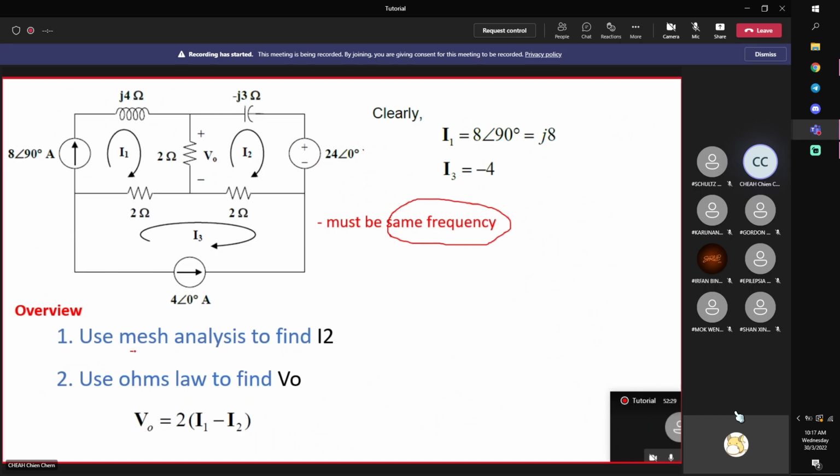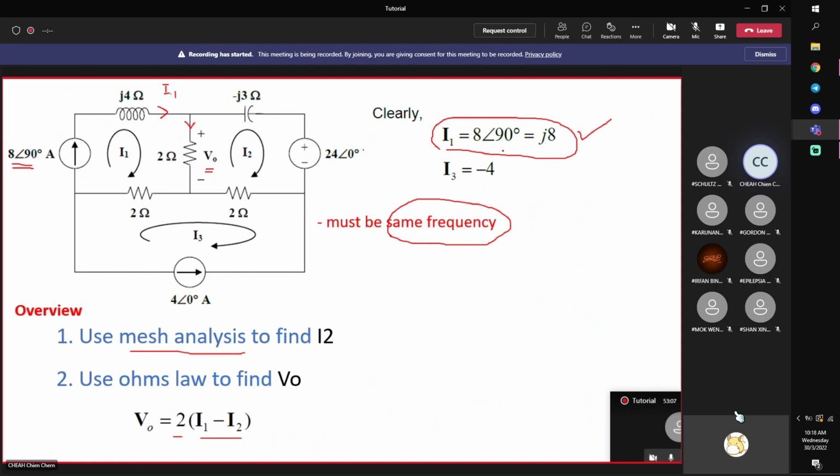And here we need to use mesh analysis to find what? Use mesh analysis to find V0. Even though this is a voltage, never mind. Once you find the current, you can find the voltage, because voltage is impedance times current. Now this current flowing through here is I1. Remember this I1. I1 is known. I1 is this one. Given. Answer given.